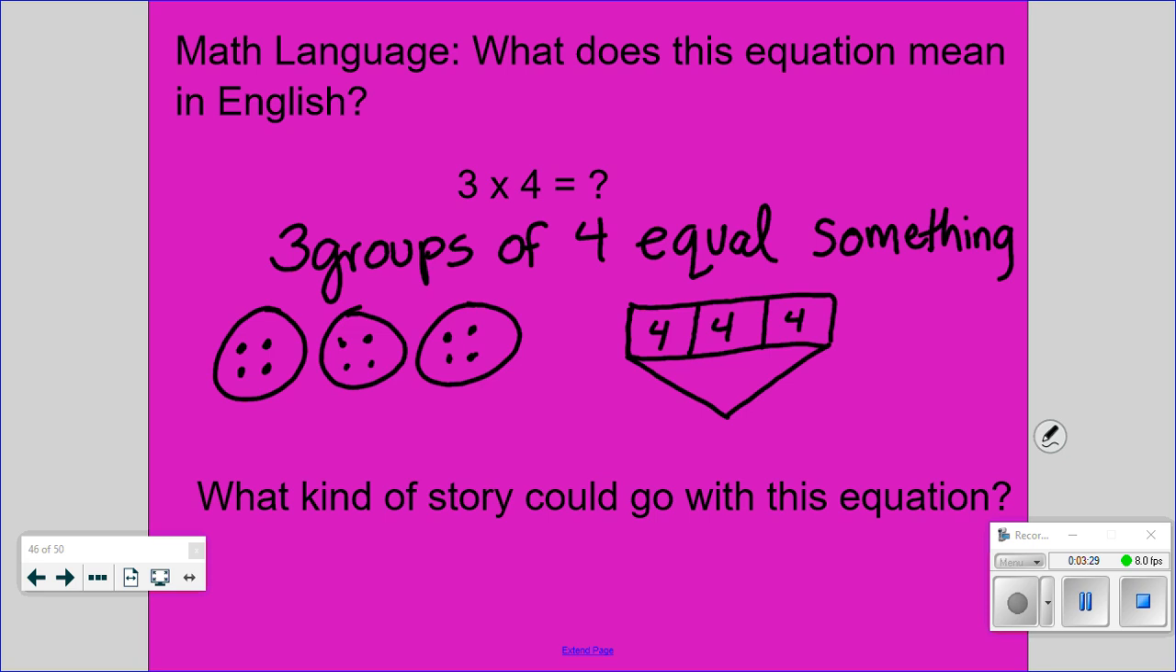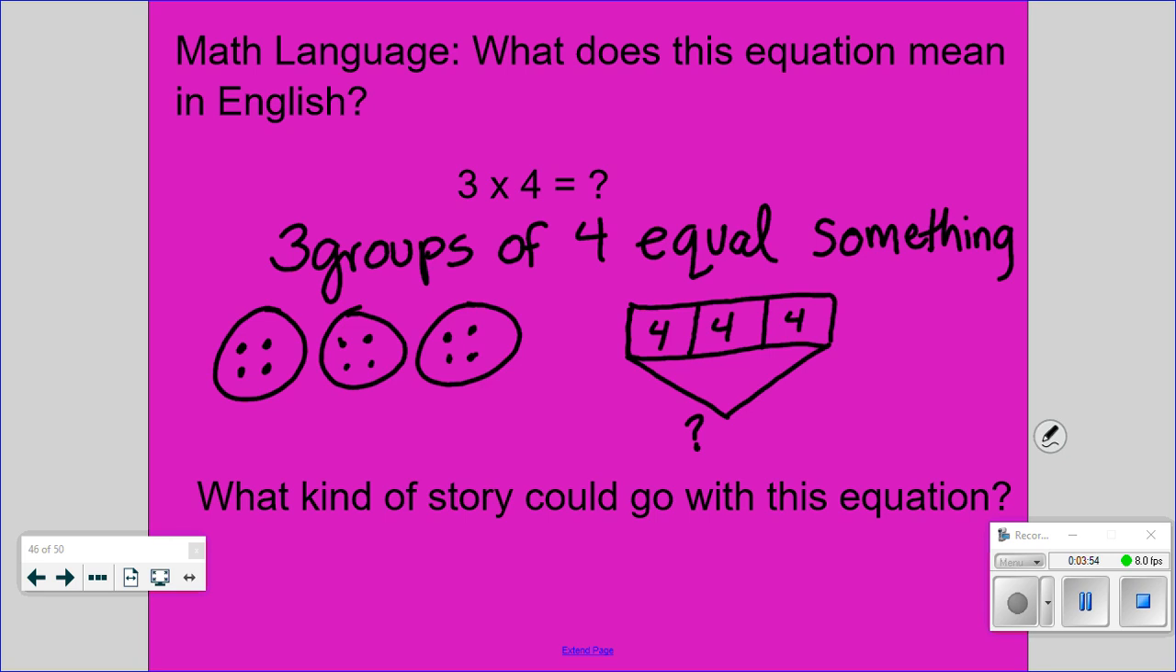In this equation, do I know the total amount? Did I know the total amount? No. No, I could have figured it out, but it didn't tell me. So I started with a question mark for my goal. I wasn't sure how many total things I had. I just knew I had 3 groups, and each group had 4.